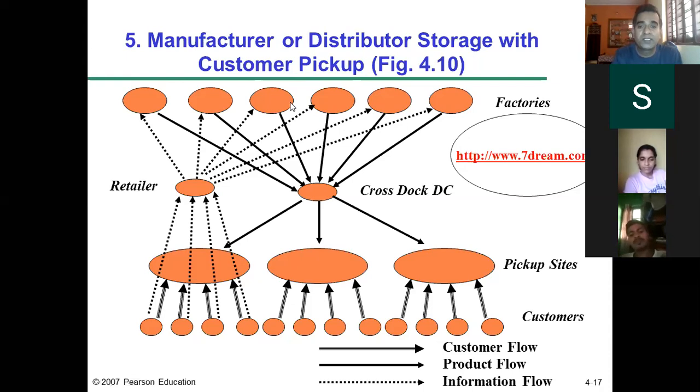So basically what happens here? Again, if you remember, the dotted line represents the information flow. The solid line represents the product flow, and the semi-solid line represents the customer going to the pickup site, picking the product and coming back to his home. The customer places the order with the retailer. Let us say a student places an order with Amazon for a mobile phone, and that order is placed with the respective manufacturer of the mobile phone.